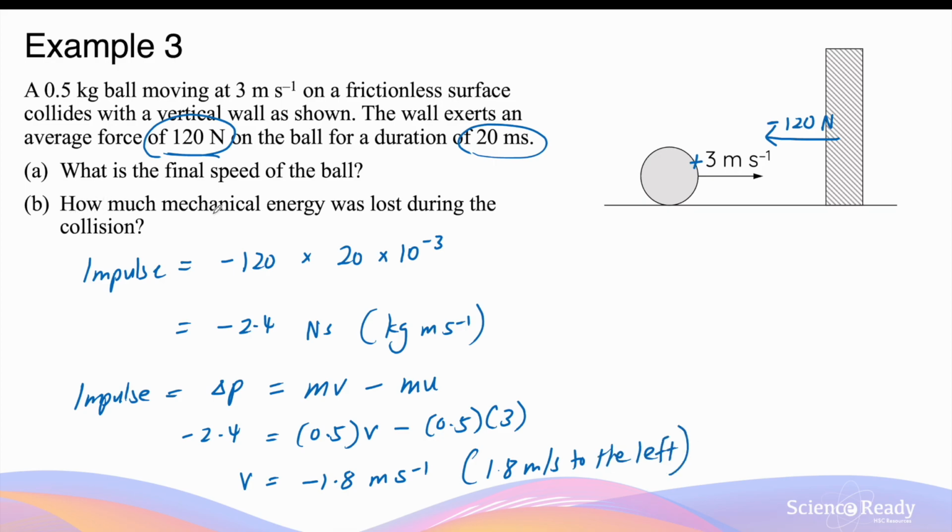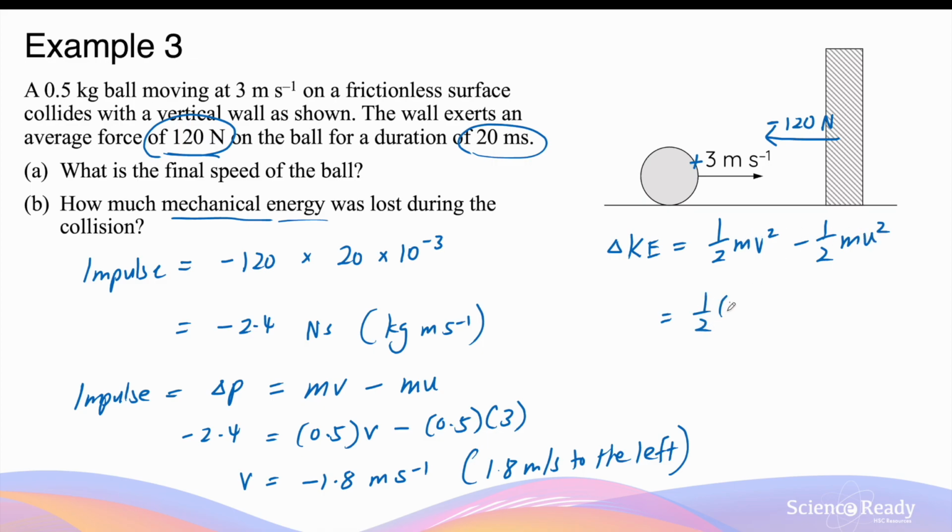Part B, how much mechanical energy was lost during the collision? So recall that mechanical energy of an object is given as the sum of its kinetic energy and potential energy. Since the ball was moving horizontally, there wouldn't be any changes in its gravitational potential energy. So the only type of mechanical energy that we have to consider in this instance will be its kinetic energy. The change in its kinetic energy is half mv squared minus half mu squared.